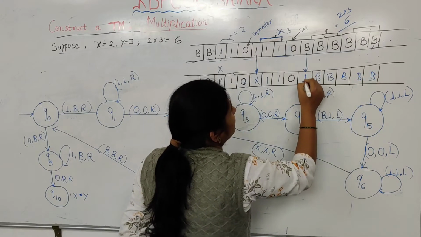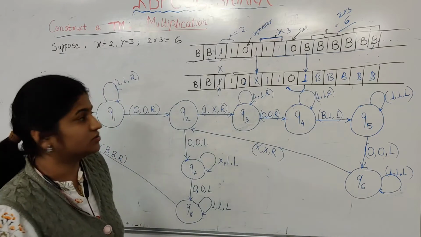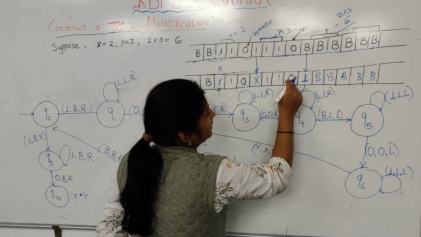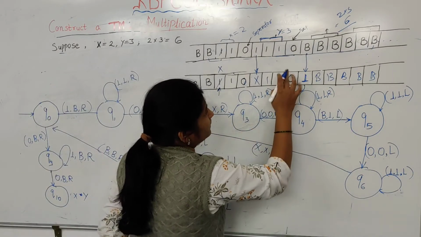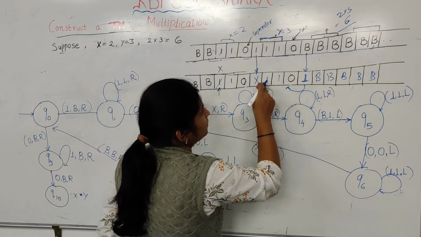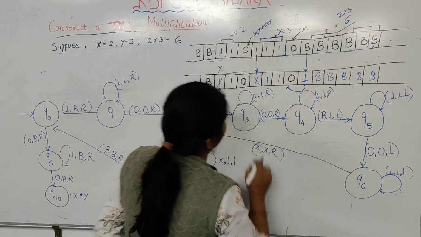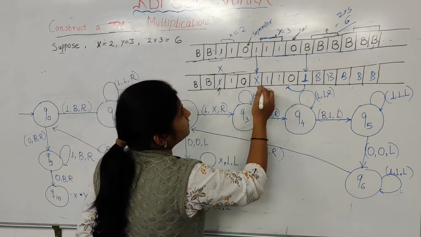Once you have done that, you have to move towards the left direction. Whatever number of ones come, ignore them. Ignore the separators also. Whatever comes, ignore it. Once you encounter the x, what do you have to do?